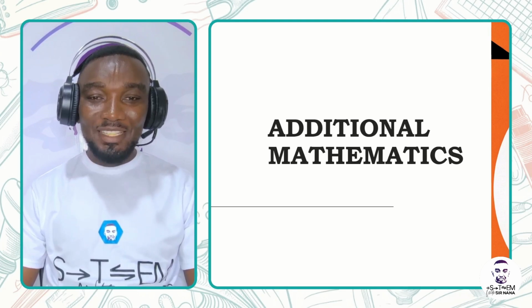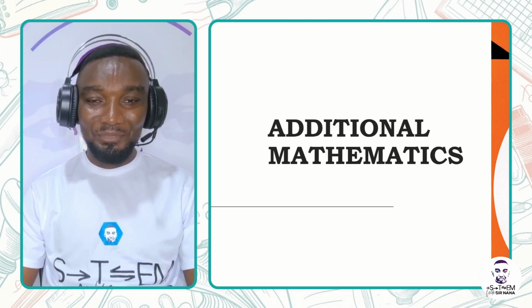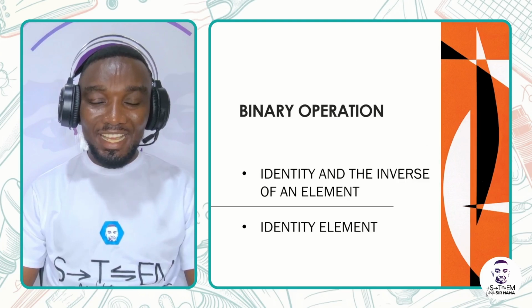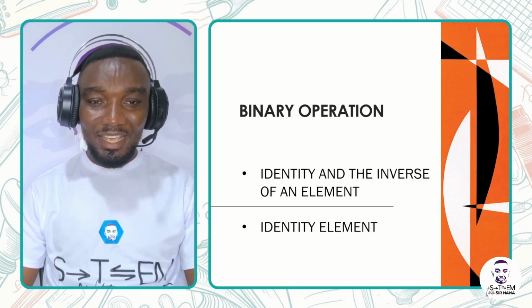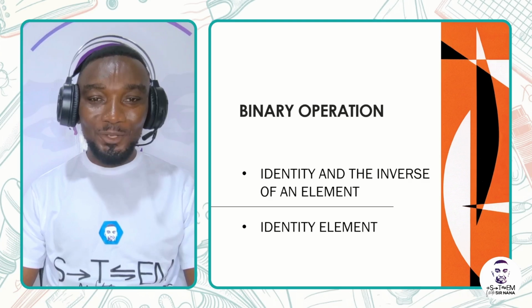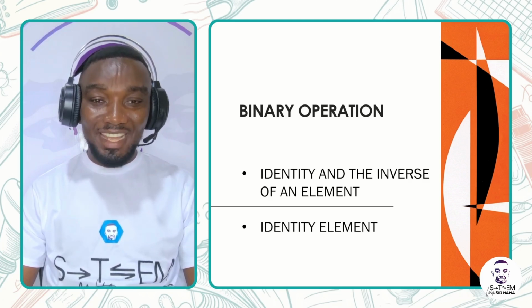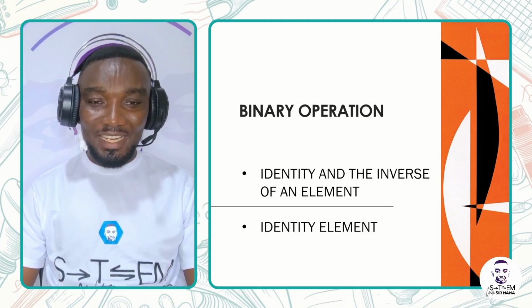In our previous lesson, we considered the distributive property of binary operation. And in this lesson, we are looking at the identity and the inverse element. We will zoom in and concentrate on the identity element whilst we consider some examples for us to be able to understand it better. So let's look at the identity element.